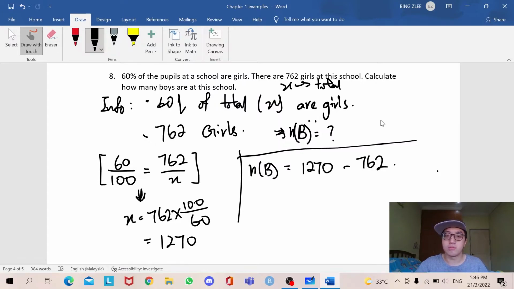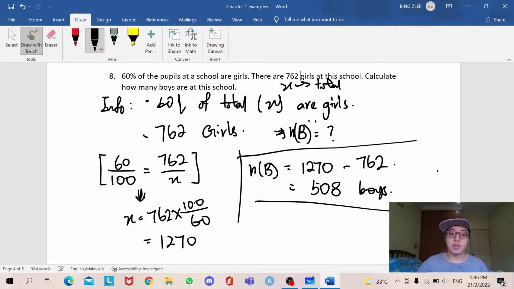All right. Of course, from here we are assuming there are only boys and girls in this school. Extra, unforeseen cases are excepted otherwise. All right. So 1270 minus 762. Therefore, we will get 508 boys in this school.